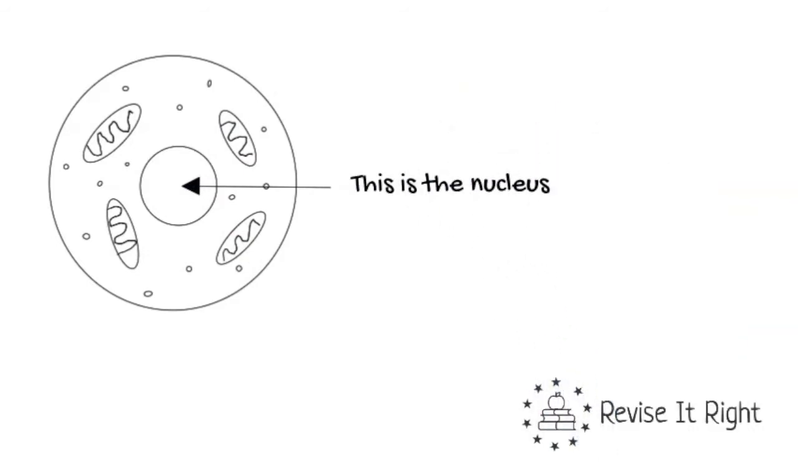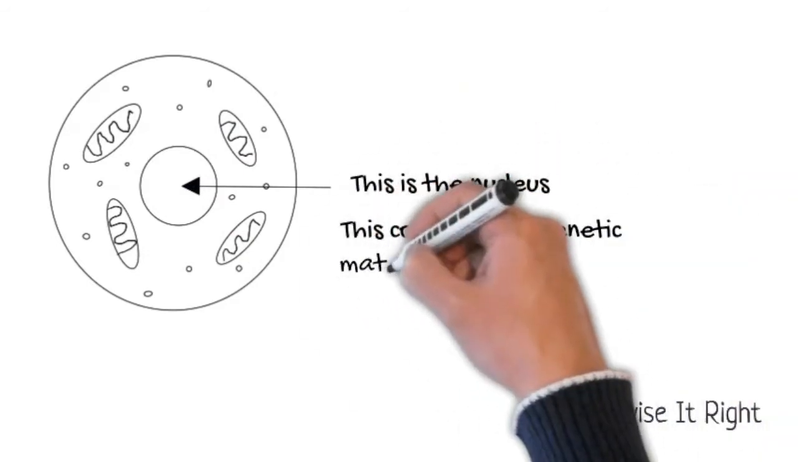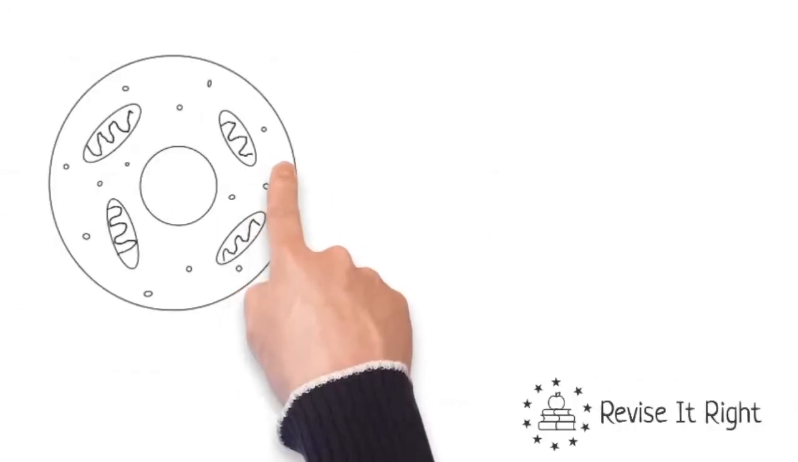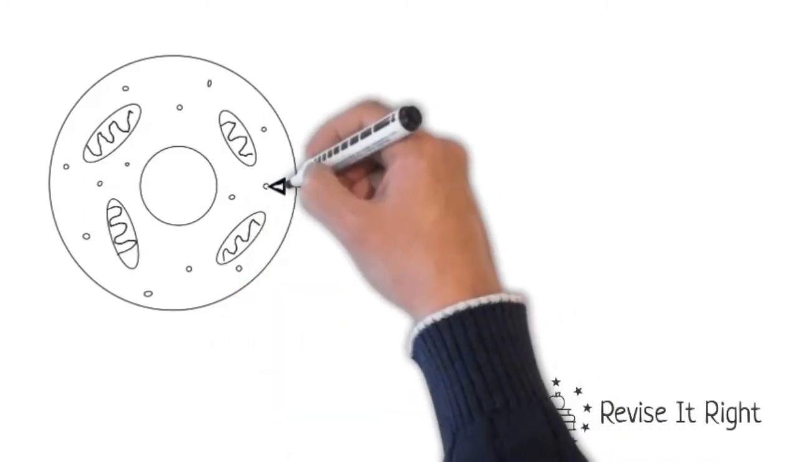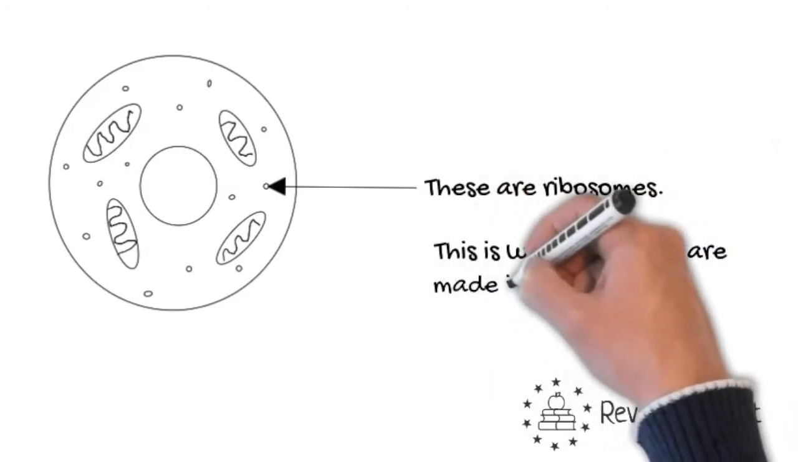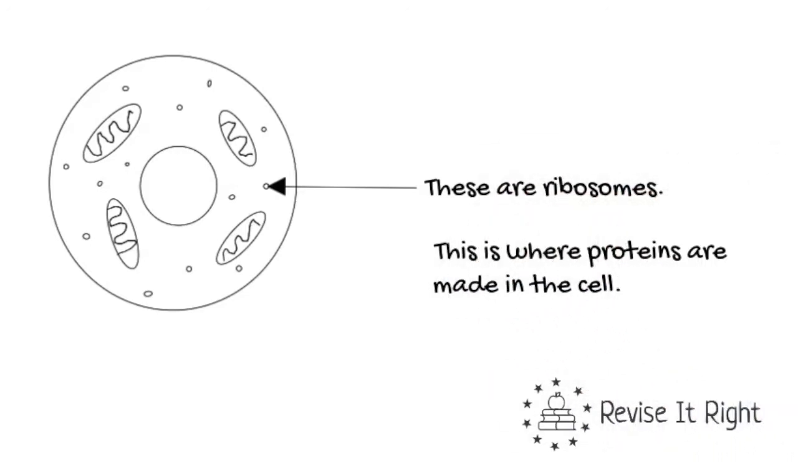Here we have the nucleus. It contains the genetic material and it controls the cell. Here we have a ribosome. It is where protein is made in the cell.